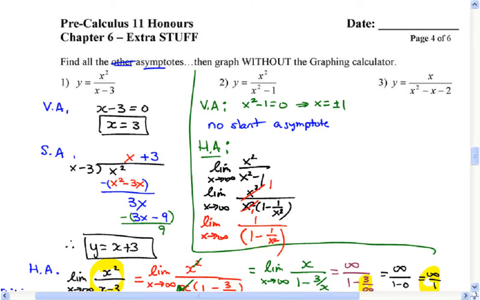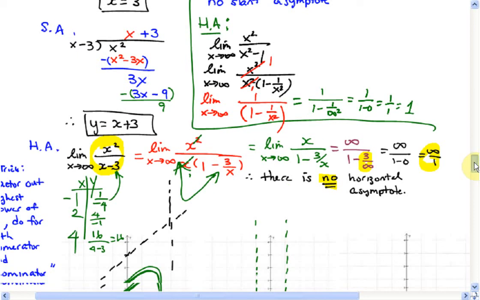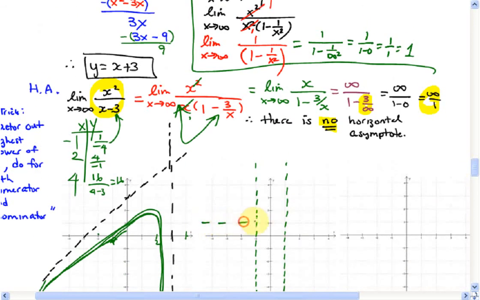Well, what happens when I plug in infinity now? The top is still 1. The bottom is 1 minus 1 over infinity squared. Big squared is still big. 1 divided by big, big, big is 0. So that's just 1 over 1 minus 0, which is 1 over 1, which is 1. So ladies and gentlemen, in this particular case, you have a horizontal asymptote of 1. Okay?